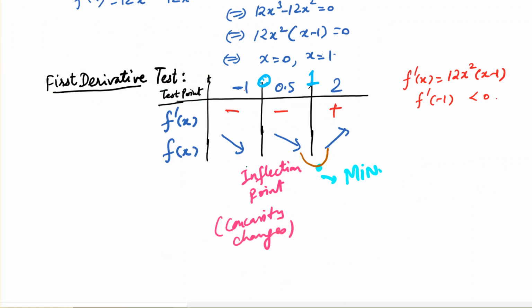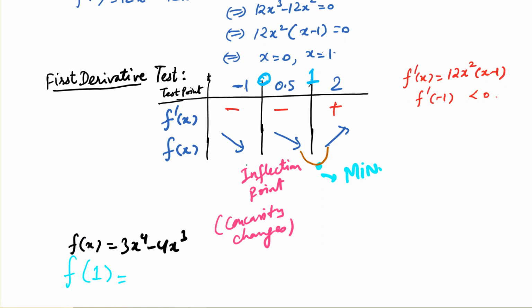And at x equals 1 we get our minimum value. So the minimum value of the function is the value of the function when x equals 1. Our function was this, so we get 3 times 1 raised to power 4 minus 4 times 1 cube, so 3 minus 4, which is -1. So that is our minimum value of the function. So that's the local minima.